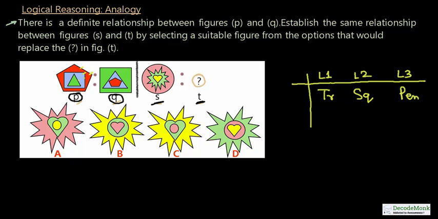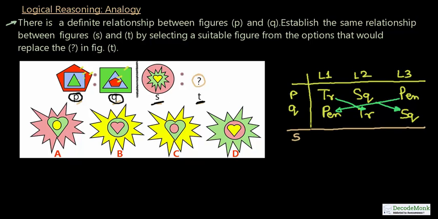So this is there in P, and for Q, layer 1 is pentagon. You can see the innermost is pentagon, and then comes triangle. So layer 2 has changed to triangle, and layer 3 has changed to square. If you observe carefully, pentagon has gone from layer 3 to layer 1, and triangle from layer 1 to layer 2. So we have to do the same thing for the given figure S.